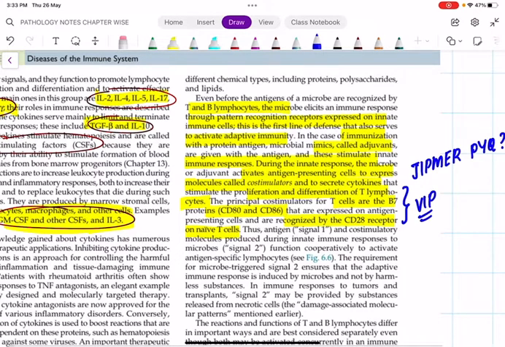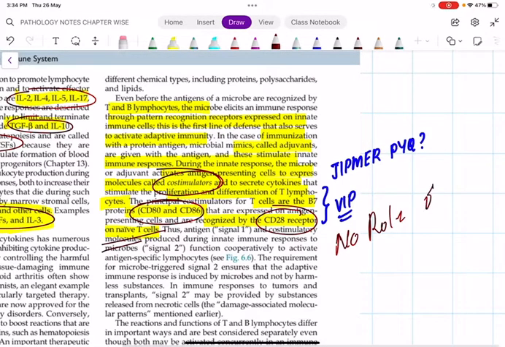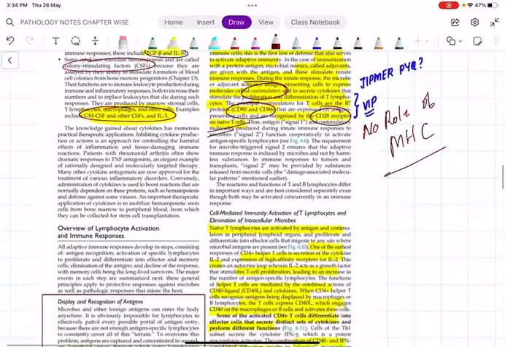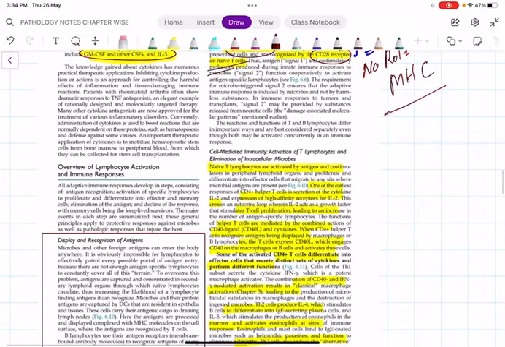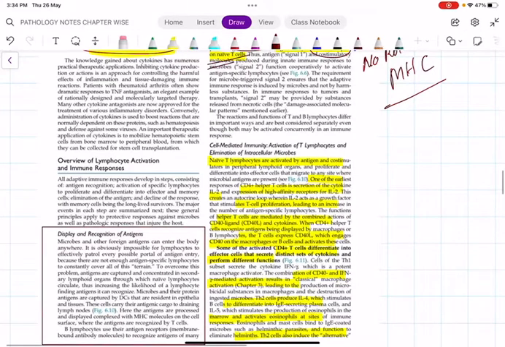The two most important co-stimulator molecules are CD80, CD86. It is a JIPMER previous year entrance exam question. CD80 and CD86 are the two important co-stimulator molecules, and these are recognized by the CD28 receptors on the T cells. For that, the T cells will be activated. Here there is no role of MHC. No role of MHC. Fine. I hope it is very clear for you.